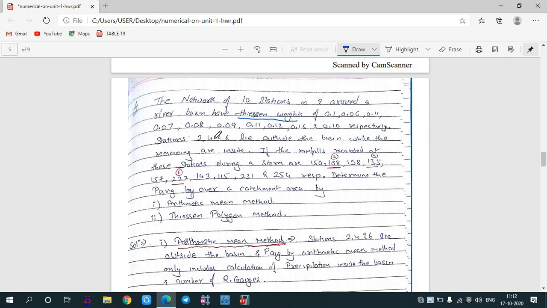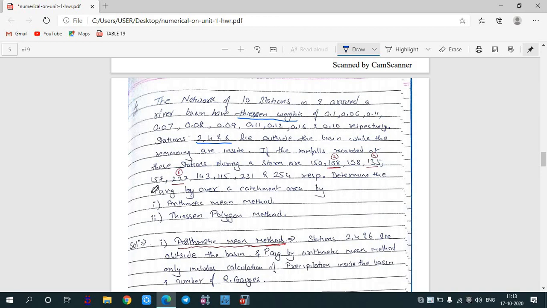It has been said that, amongst all the stations, stations 2, 4 and 6 lie outside the basin while the remaining ones are inside. The rainfall recorded at these stations during the storm is given: 150, 168, 158, 135, 157, 222, 143, 115, 231, and the last one is 254 respectively.